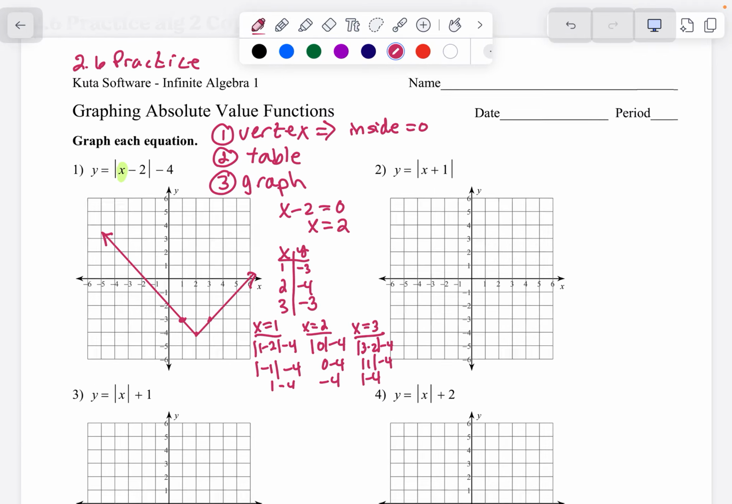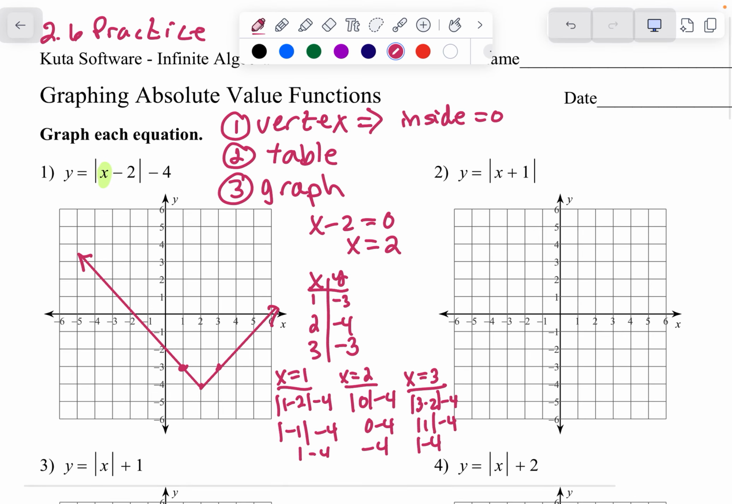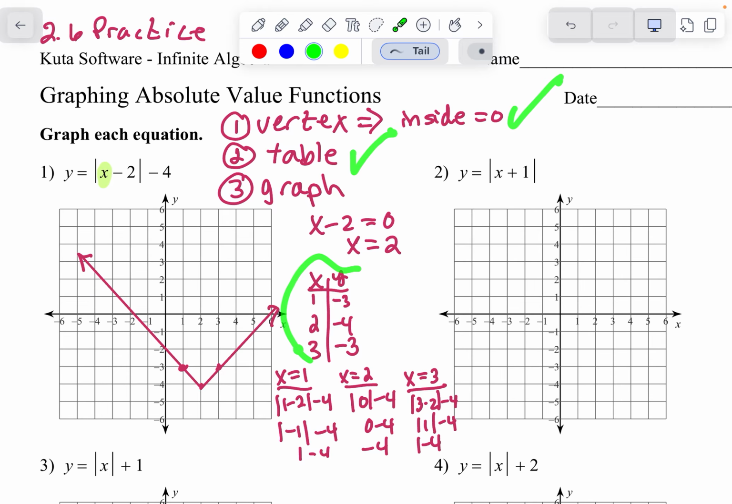So remember, each one of these problems, what is your vertex? So set the inside equal to 0. Make a table of your vertex point and then 1 below it and 1 above it. The way to kind of check that your vertex is right, these two values should be the same. If they're not, check your work. You did something weird. Either you chose the incorrect vertex or you just plugged it in funky.